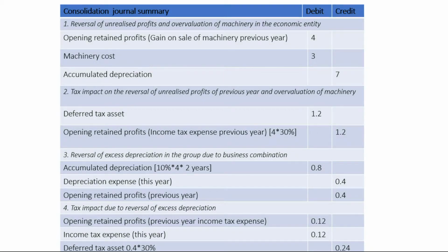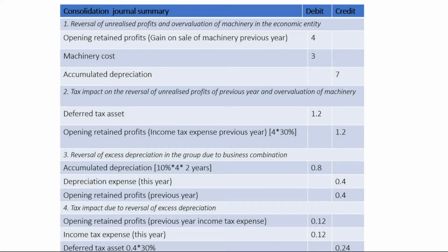The original cost of the machinery was 23, and it was acquired for 20 when the carrying value was 16. To bring back the original cost from 20 to 23, we need to debit machinery 3.